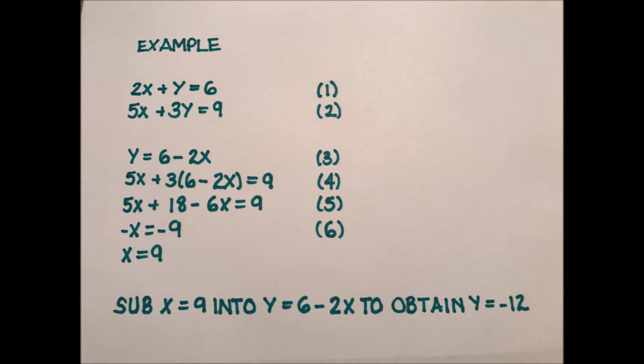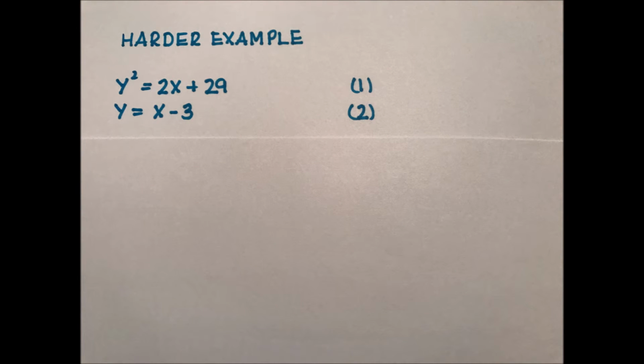Substituting this value of x into either of the original equations, we obtain y is equal to 6 minus 2 multiplied by 9, which is 6 minus 18, which gives y equal to minus 12. Therefore, we have solved the simultaneous equation. Finally, we are going to consider a much harder example, which is more of an A-star type of question. So, we consider the following system of equations.